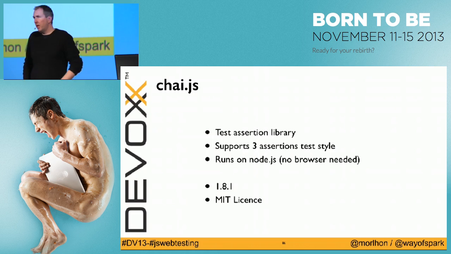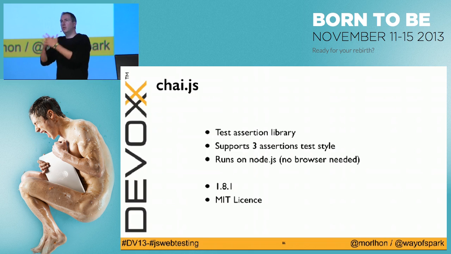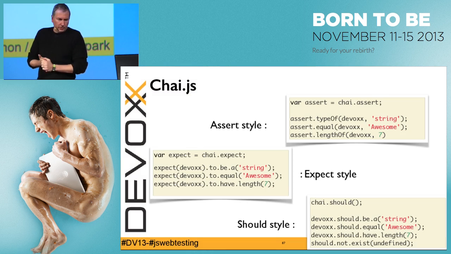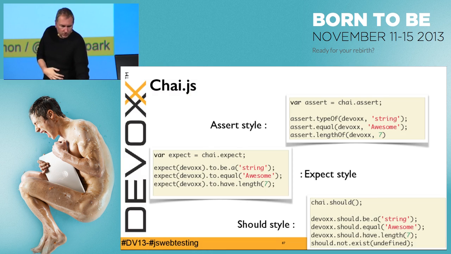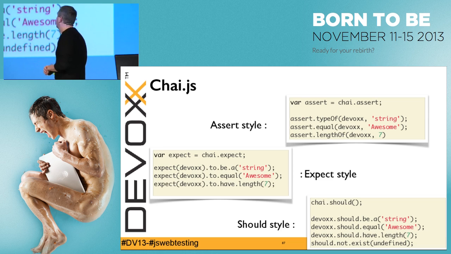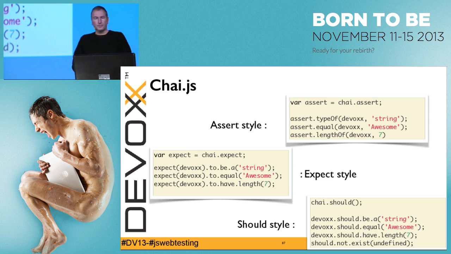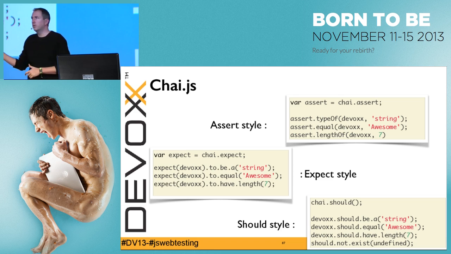Sorry. Chai is an assertion library. It's actually the stuff that does just the assert. You have to use an assertion library inside a test runner. It supports three assertion styles, so it's again a tool where you can choose a bit what you want to do with it. It runs in Node. And the three assertion styles are here. You have the classic one with assert. You assert something. There's the expect style, which is a bit more like what you can have in, for instance, Java, where you can say assert that something is equal to something.